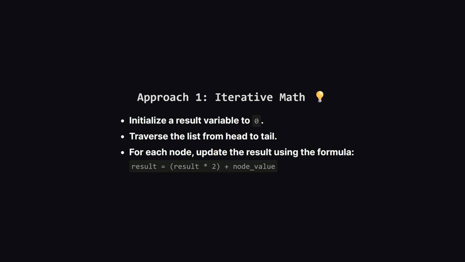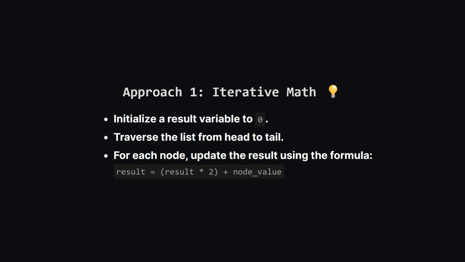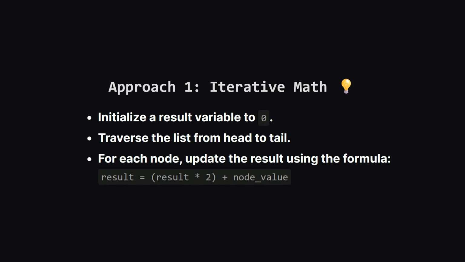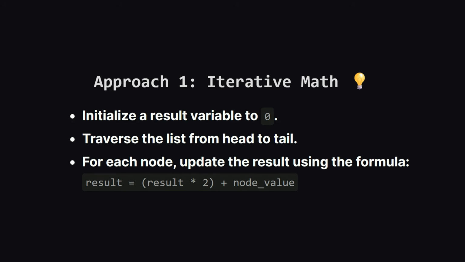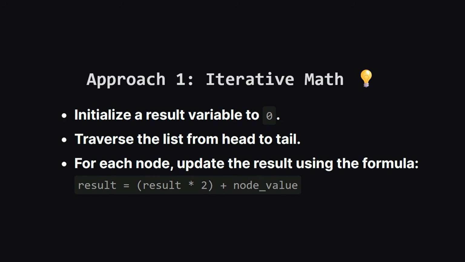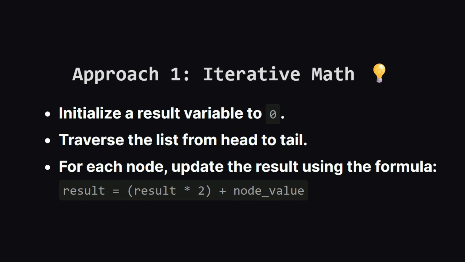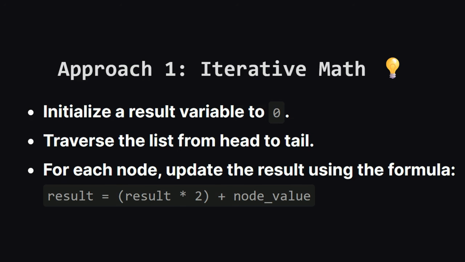This process we just walked through is our first official approach. Let's call it iterative math. The logic is exactly what we just did. We'll create a variable to hold our number, starting it at 0. Then, we'll loop through the linked list, from the head all the way to the end. For every single node we visit, we'll update our number by first doubling it, and then adding the node's value. That's it. We just repeat that until we've seen all the nodes.